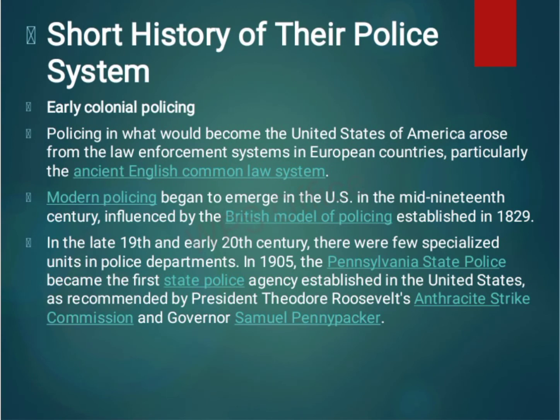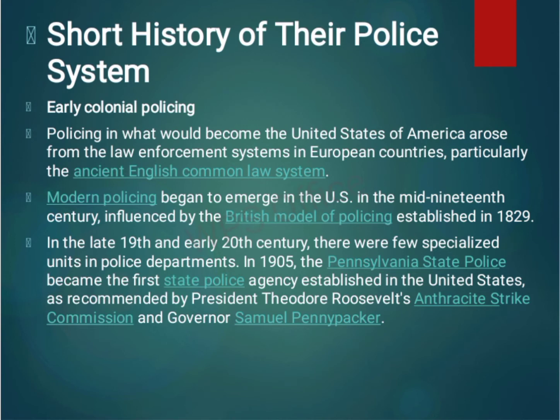Early colonial policing. So, early colonial policing relied too heavily on citizens and a conscription system known as the Posse Comitatus. This is similar to a militia system. Policing in what would become the United States of America arose from the law enforcement systems in European countries, particularly the ancient English common law system.